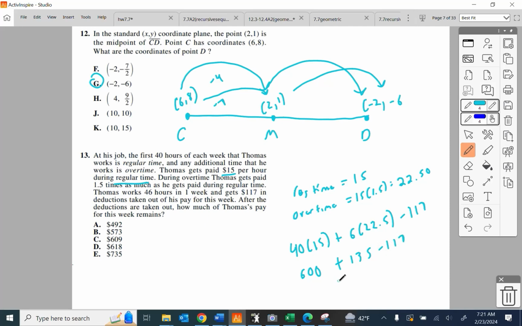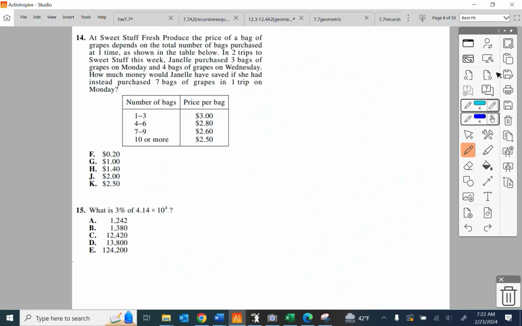And the difference here is 18. So 618, choice D. By all means, you can push buttons. I don't care. It just was quicker for me to do it by hand. That's part of it. I sat there and did it by hand because it's quicker for me, and it's a time test.